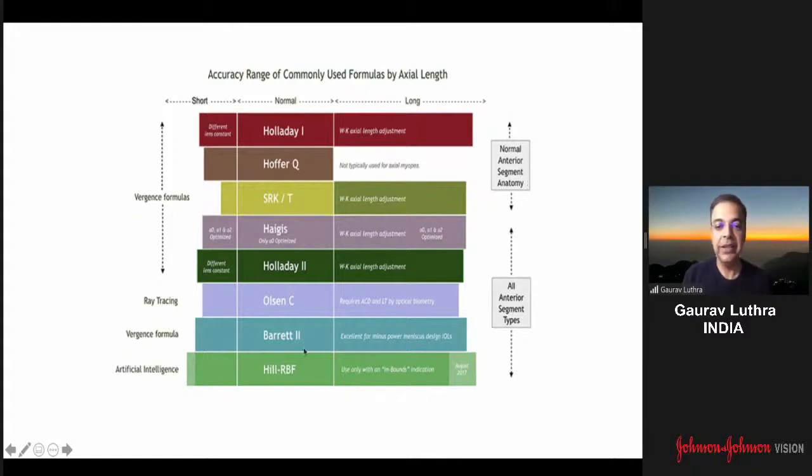And you can see here that at the bottom of the stack is the Barrett's calculator and the Hill RBF, which can go really far for the short eyes and the long eyes. I've really enjoyed the Hill RBF for the long eyes because it seems to work best for me, better than any of the other formulas for the long eyes, and now also for the short eyes because it's really enjoyable. And frankly, let's go on.